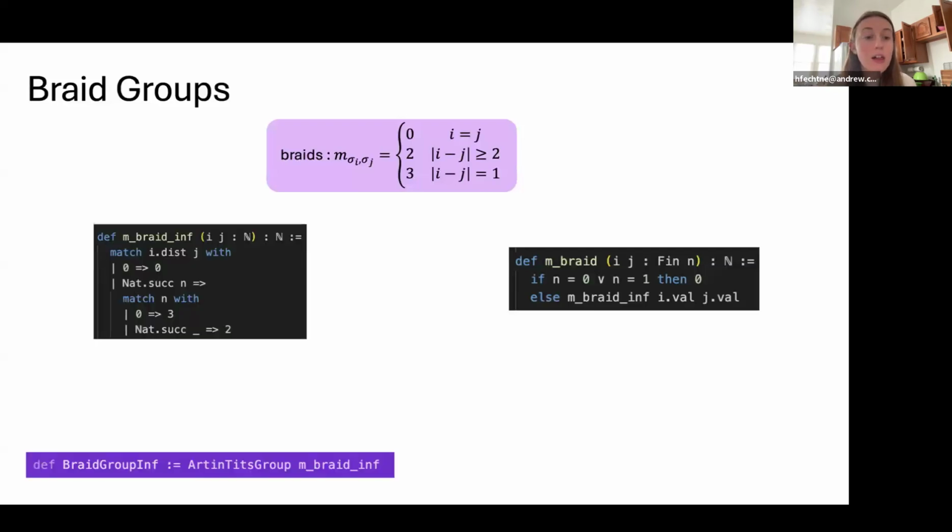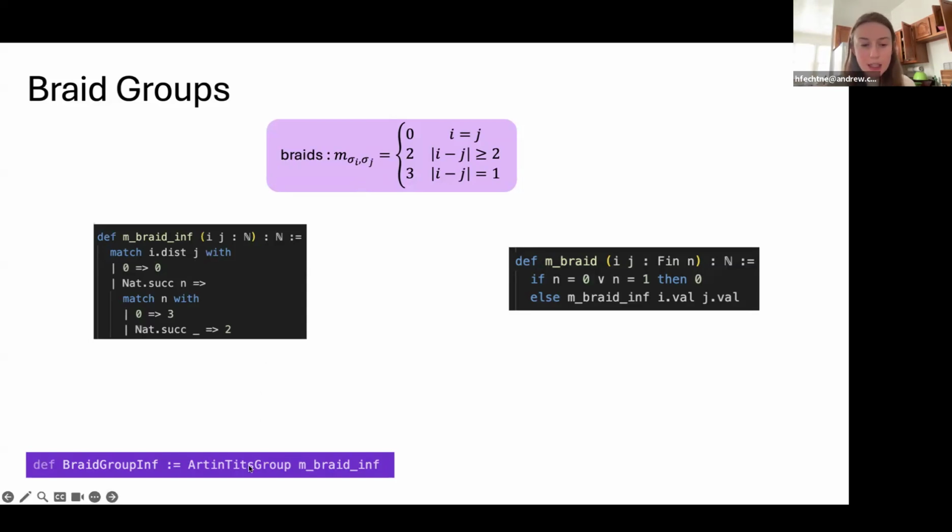This is all out of order, but that's okay. We have braid groups with both infinitely many strands and braid groups with finitely many strands. We implement braid groups over the natural numbers for the infinite case. And the only reason I really have this definition is just to show you it's over natural numbers. The exact way I'm matching it, you can read in the light purple up here.